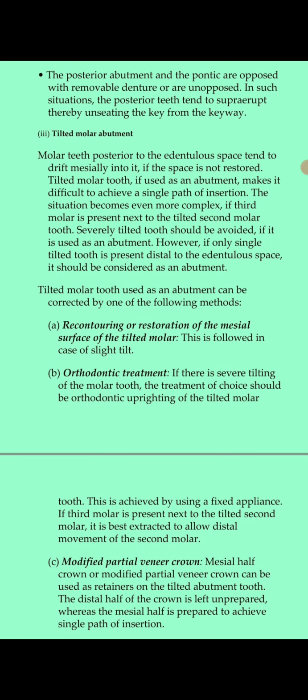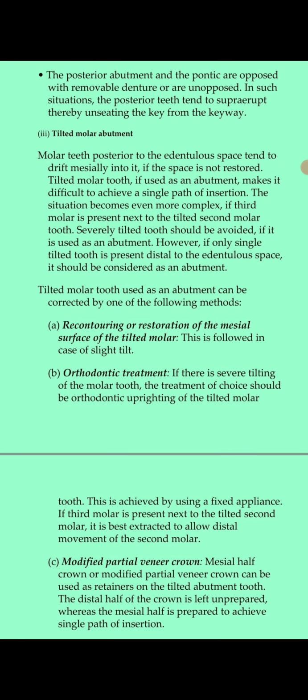Second is orthodontic treatment. If there is a severe tilting of the molar tooth, the treatment of choice is orthodontic uprighting of the tilted molar tooth. This is achieved by using a fixed appliance. If a third molar is present next to the tilted second molar, then we should extract the third molar. Then we move the tooth distally with the help of an orthodontic appliance. The third molar is best extracted to allow distal movement of the second molar.